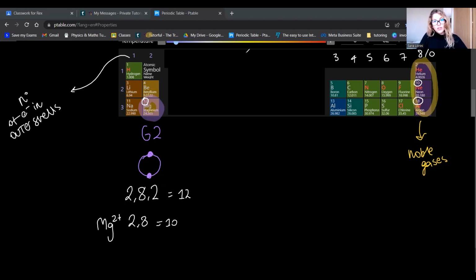Let's look also on the opposite side. Let's look at sulfur as an example. Sulfur is in group 6. What it tells us is that it has 6 electrons in the outer shell.